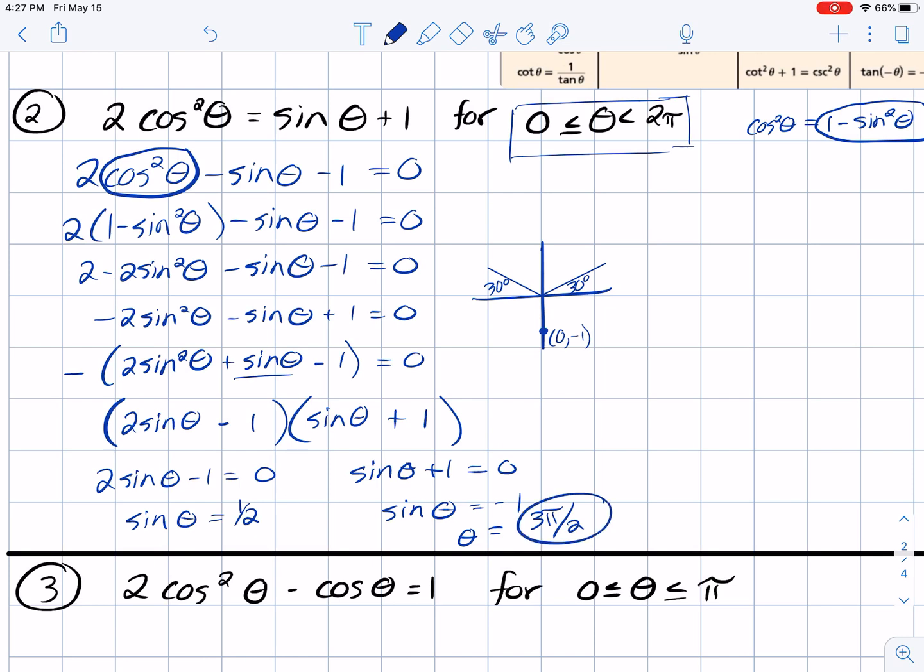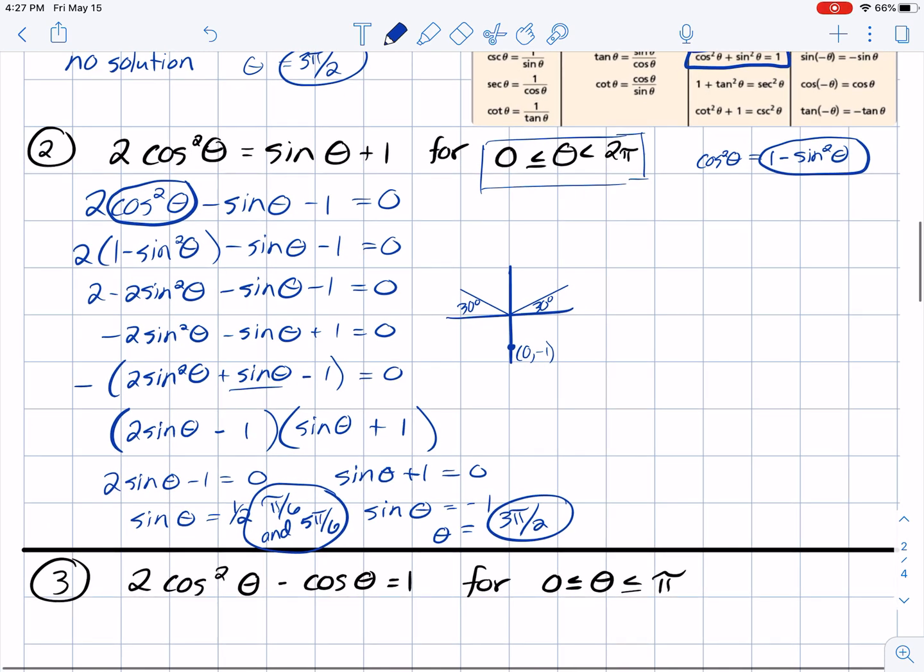And then for our 1/2, that was at 30 degrees. Sorry, let's put this in radians. So that would be pi over 6 and 5 pi over 6. We got some room on here, so let's test one of these solutions.